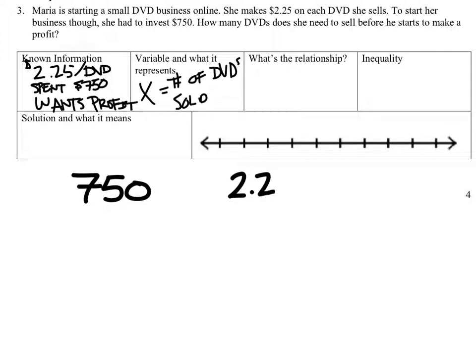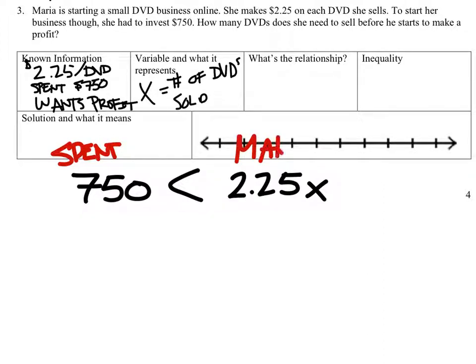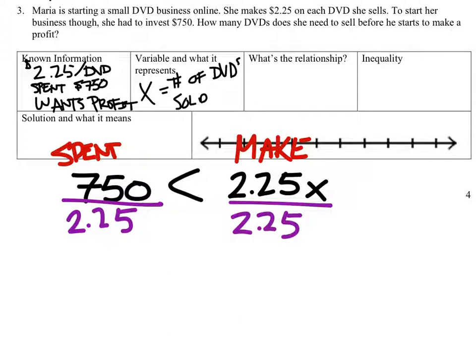She only makes $2.25 for every DVD. So if we multiply that by the DVDs, we will have how much she makes off the DVDs. And this one has to be greater because that's how much she's making, more than she spent, okay? So this is how much she spent in comparison to how much she will make. We just make our own number line. Alright, so we'll divide both sides by 2.25, giving us the 1x that we want.